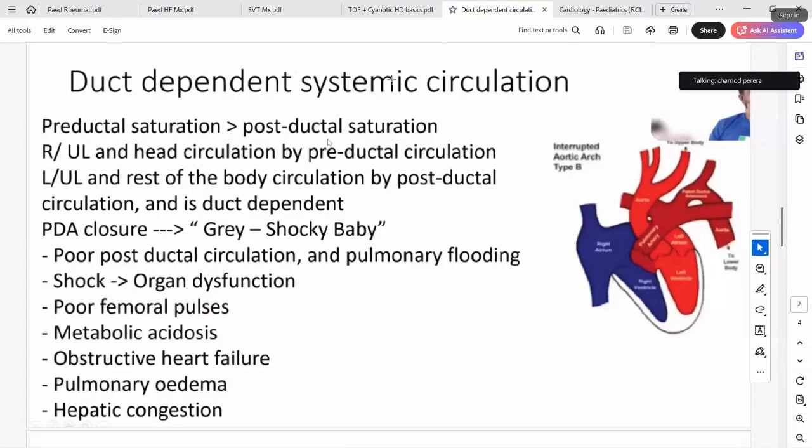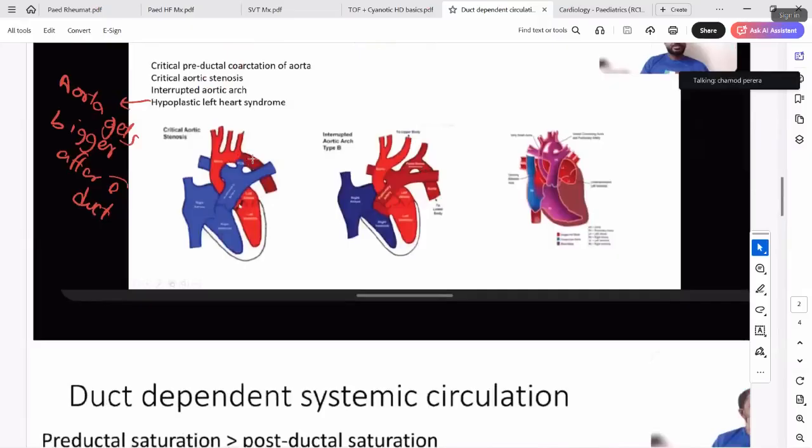So usually when there is duct dependent systemic circulation, the pre-ductal saturation is going to be normal because they will be getting oxygenated blood. Now let's see this one. This is the duct, these are the pulmonary arteries, this is the aortic arch, right? So this duct is going to close. Prior to the closure, the duct was the only way how the body was receiving blood.